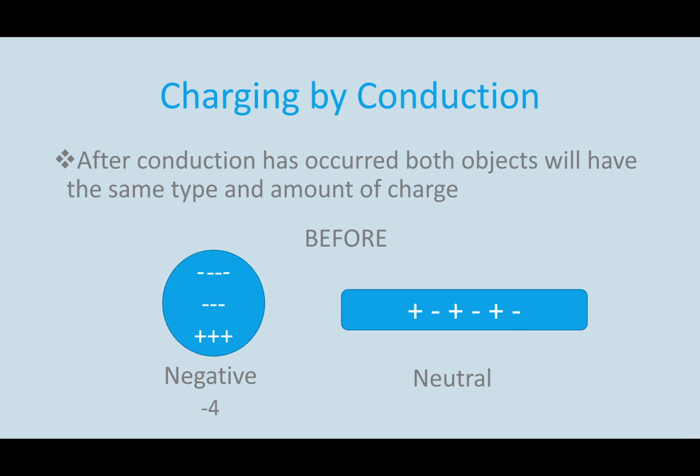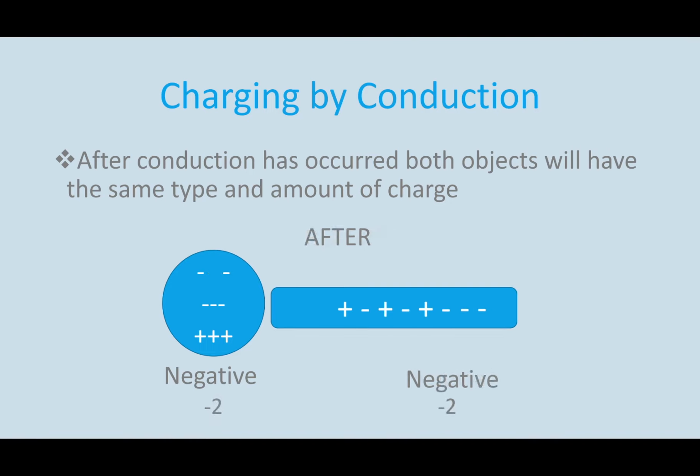So again, looking at our objects, we have a negative object and we have a neutral object. The negative object has a charge of -4 because there are 4 extra electrons, and our neutral object has no charge. We're going to charge by conduction by bringing the two objects together, and they're going to make contact. And then the electrons are going to move from one object to another.